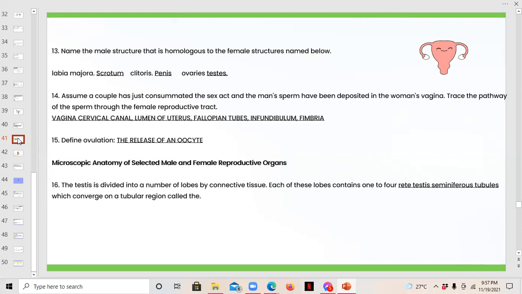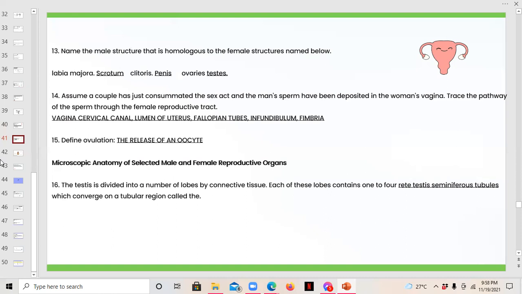Number 14. Assume a couple has just consummated the sex act and the man's sperm have been deposited in the woman's vagina. Trace the pathway of the sperm through the female reproductive tract. Our answer is vagina, cervical canal, lumen of uterus, fallopian tubes, infundibulum, and fimbria. 15. Define ovulation. Our answer is the release of an oocyte.